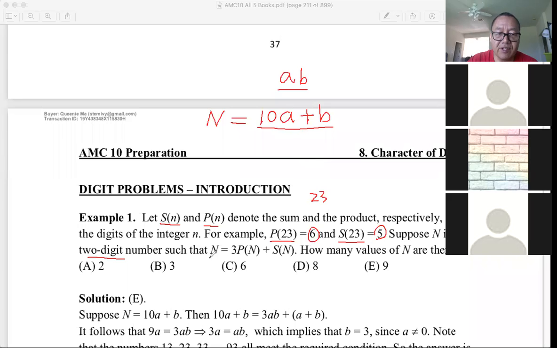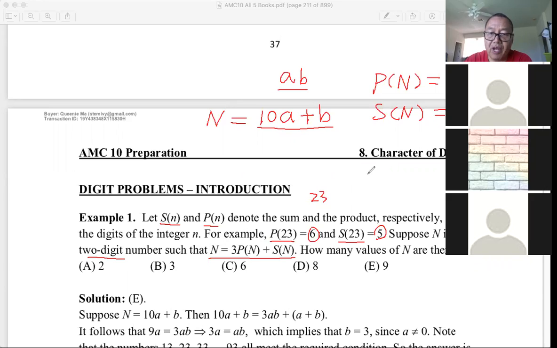Now they give you this relationship, this equation, n equals 3Pn plus Sn. So Pn, you need to use AB to represent Pn. What is Pn here? This should equal the product of these two digits. So that equals A times B. And what is Sn? Sn is the sum of these two digits. That's A plus B. Okay?